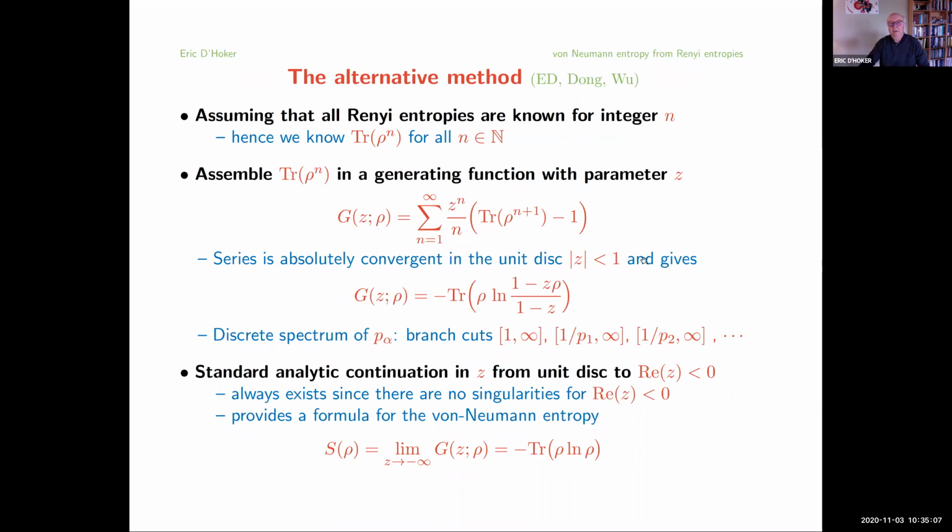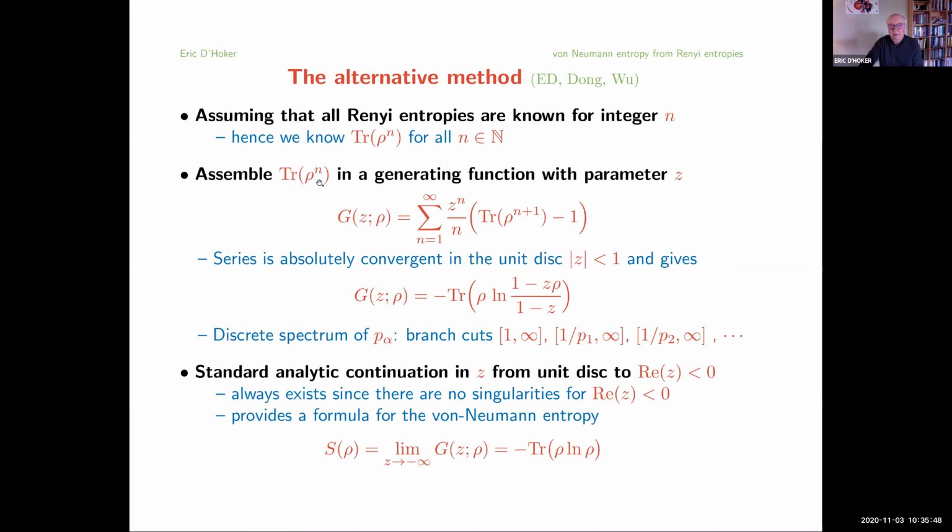So the goal of this talk is this alternative method that Xi Dong, Shihong Wu and I came up with, and that is to avoid the replica method altogether. So we're going to assume that the Renyi entropies are known for all integers n, but not more than that. I'm not going to assume there's an analytic continuation. And from the Renyi entropy, it's essentially equivalent to know the trace of rho to the n for all n positive. So now the alternative method is actually incredibly simple.